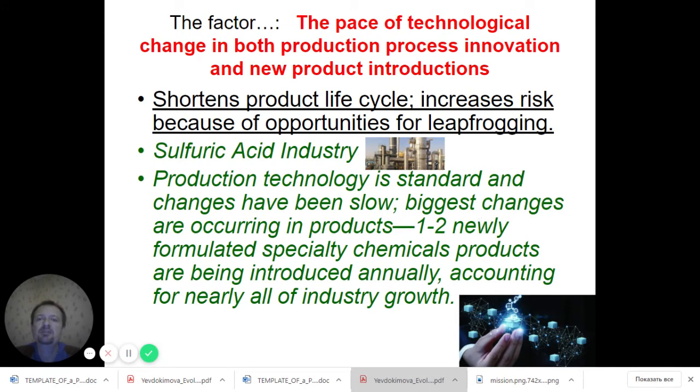The next factor which must be described is the pace of technological changes. It means that in some industries it is the only possible way to survive is to use new and new technologies. And in some industries, the pace of technological changes is not very fast.